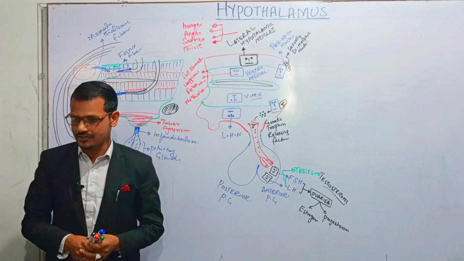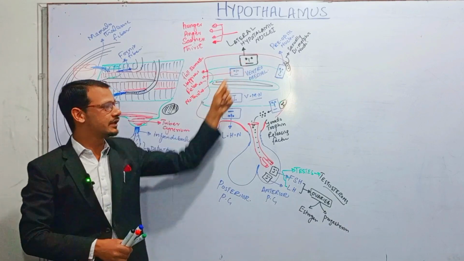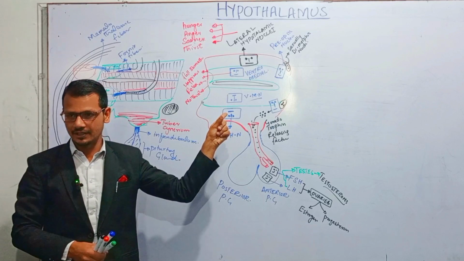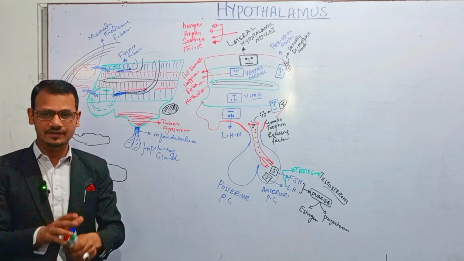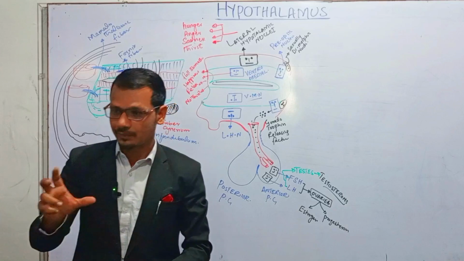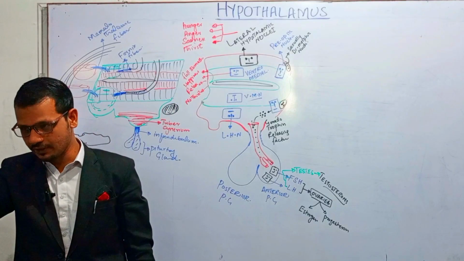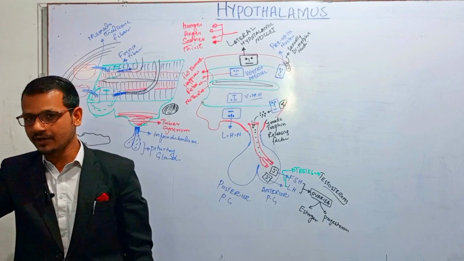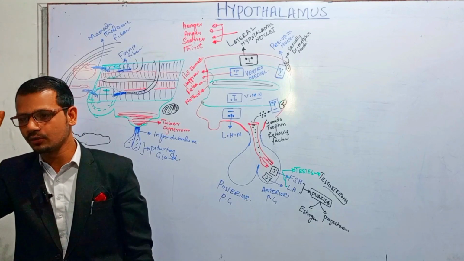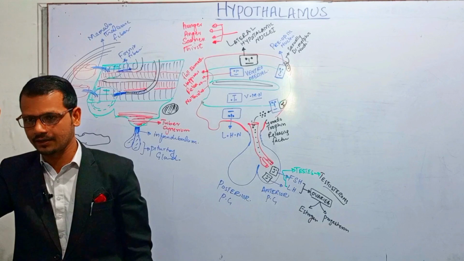Now, what are the autonomic nervous system functions controlled by these two nuclei? This nucleus is called the lateral hypothalamic nucleus. For example, when you are hungry, meaning when you are in a hypoglycemic state, when your sugar level is low, your heart rate will be high and your body will be sweating.